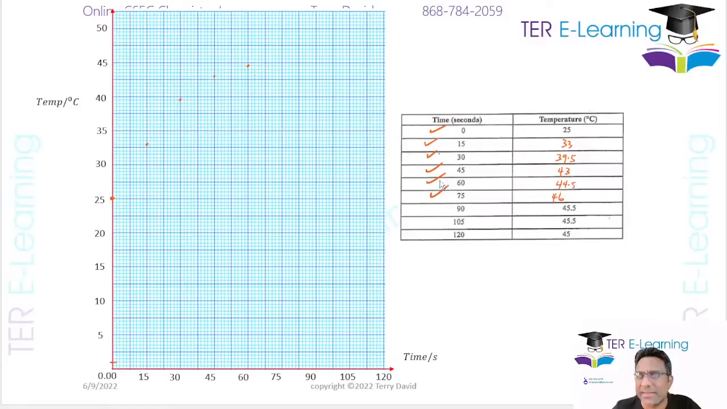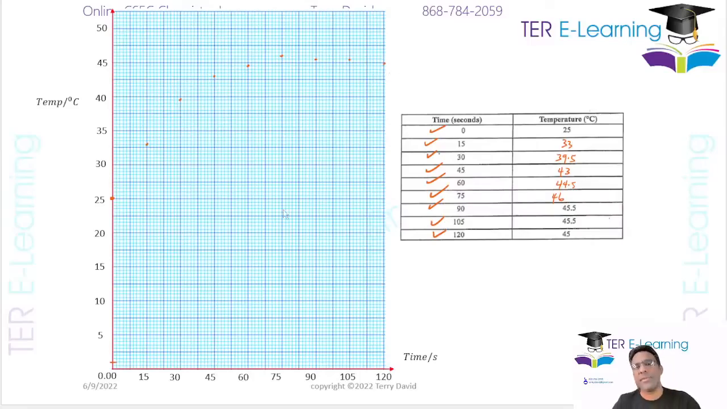Next one is 75 against 46. So 75 against 46 is right about here. Next one is 90 against 45.5. That's about here. Next one is 105 against 45.5 again, so that's right here. And the last one is 120 against 45. So that's here.